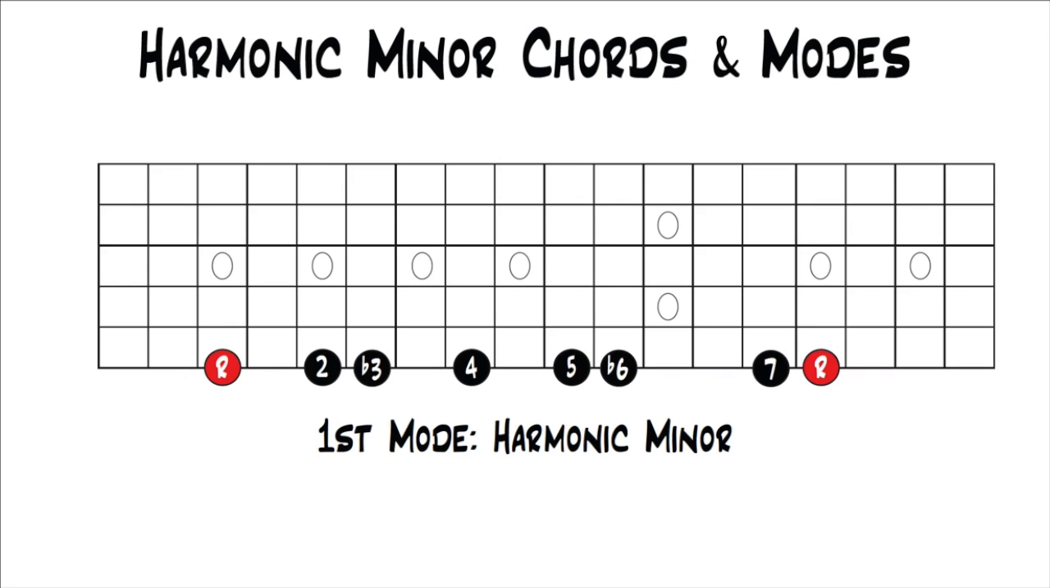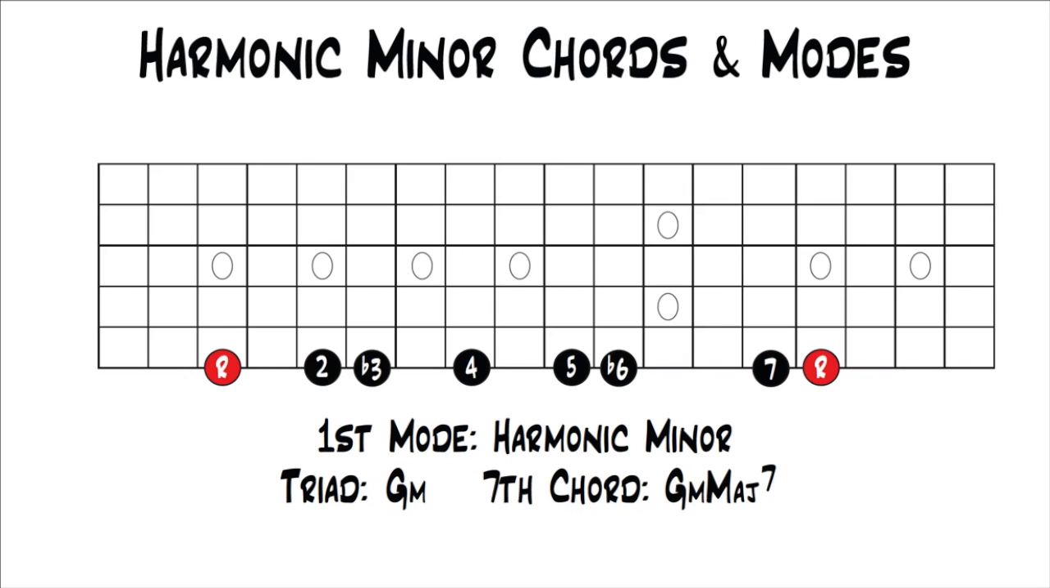So the intervals are the same as the scale of the harmonic minor since you're starting on the root note, which is root, 2, flat 3, 4, 5, flat 6, 7. And again, like we talked about in the last lesson, that gives you a minor triad or a minor major 7 chord. And in G, that would be G minor or G minor major 7.